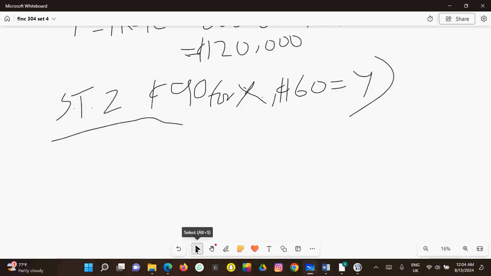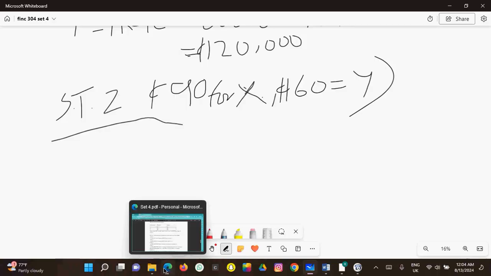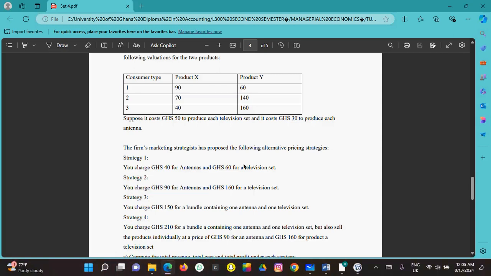Looking at this, what's happening? If they sell antennas for 90, consumer type 2 cannot buy and consumer type 3 cannot buy. Only consumer type 1 can buy, so consumer type 1 is the only group that buys here. When they sell TV for 160, only consumer type 3 can buy. So we pick consumer type 1 for antennas and consumer type 3 for TV respectively.